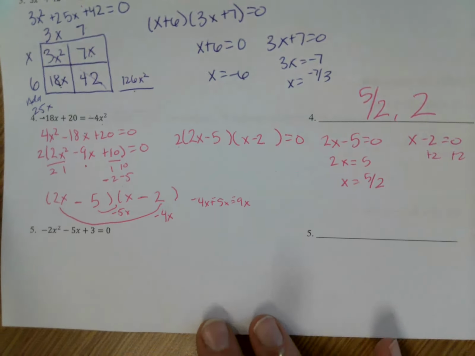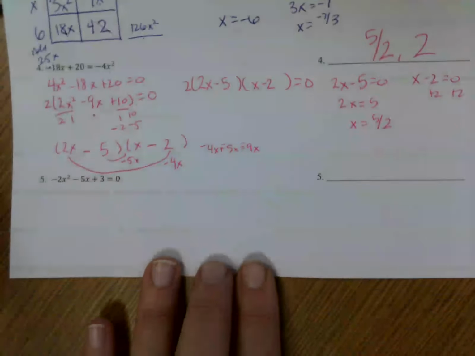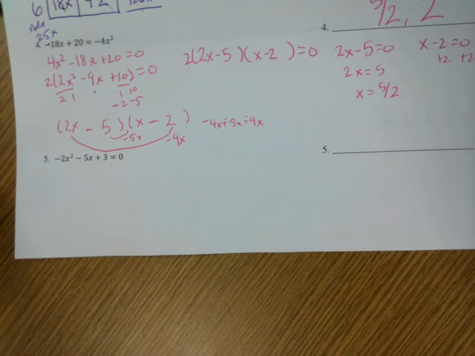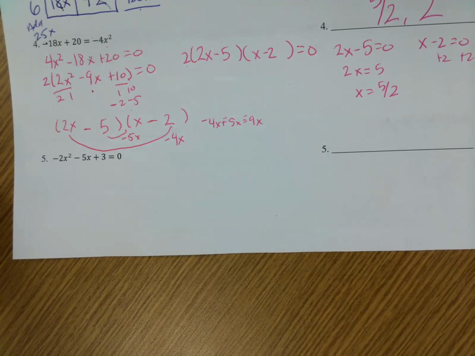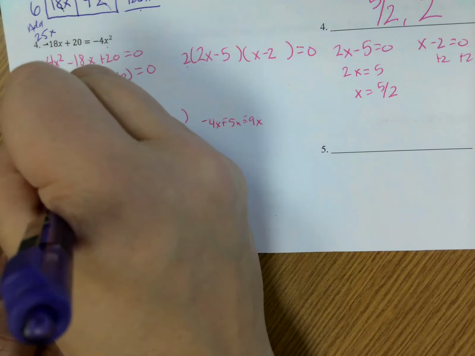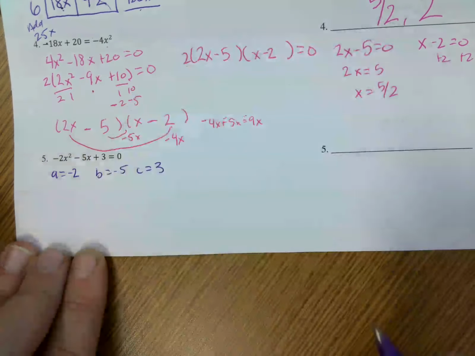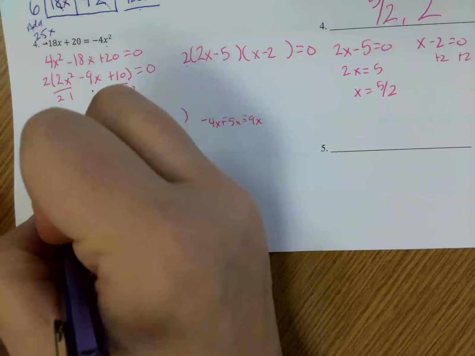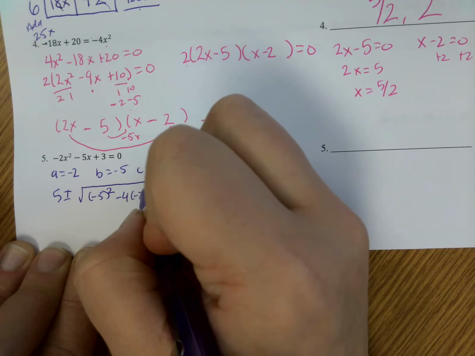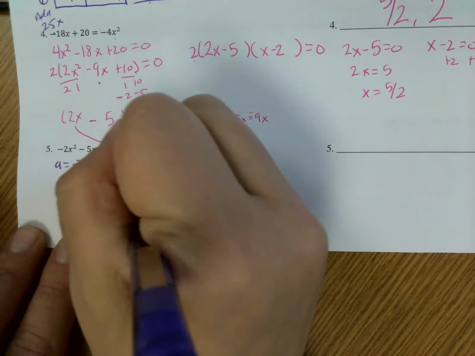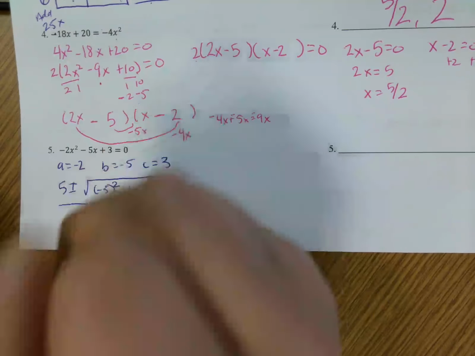And the last one, even though I can factor this, I'm going to do this one using the quadratic formula because I know some people still like to do that. So I first set out what my a, b, and c are equal to. A equals -2, b equals -5, c is equal to 3. So opposite b, plus or minus the square root. Again, notice how I put parentheses, b squared minus 4 times a times c, all over 2a.